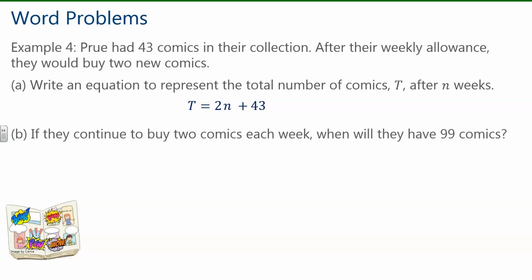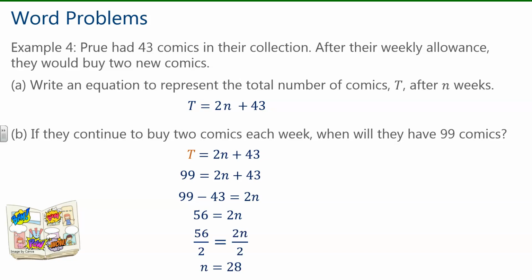So now, if they continue to buy 2 comics each week, when will they have 99 comics? Now in our equation, T represents the total number of comics. So we'll replace T with 99. So now if we need to solve for n, I'm going to bring that plus 43 over to the other side to make it minus 43. And then I'll divide both sides by 2 to figure out what n is. And when I do that, I get n equals 28. So that means that after 28 weeks, Prue will have 99 comics.